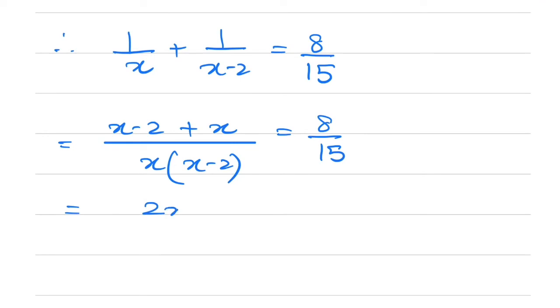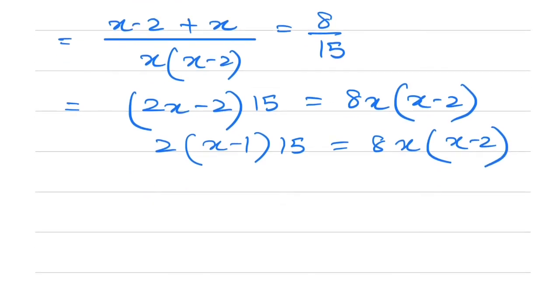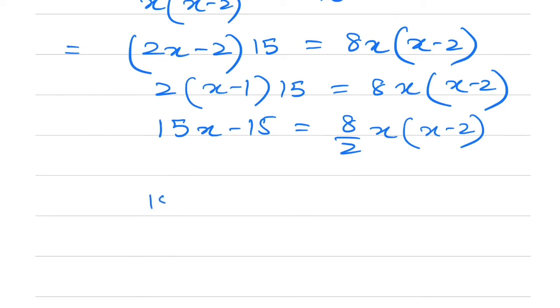We get 2x minus 2 multiplied by 15 is equal to 8x into x minus 2. Now here I have 2 common, so 2 times x minus 1 multiplied by 15 is equal to 8x into x minus 2. I'll take 2 to the other side and multiply by 15. So 15x minus 15 is equal to 8 by 2, that is 4, times x into x minus 2, so 4x square minus 8x.